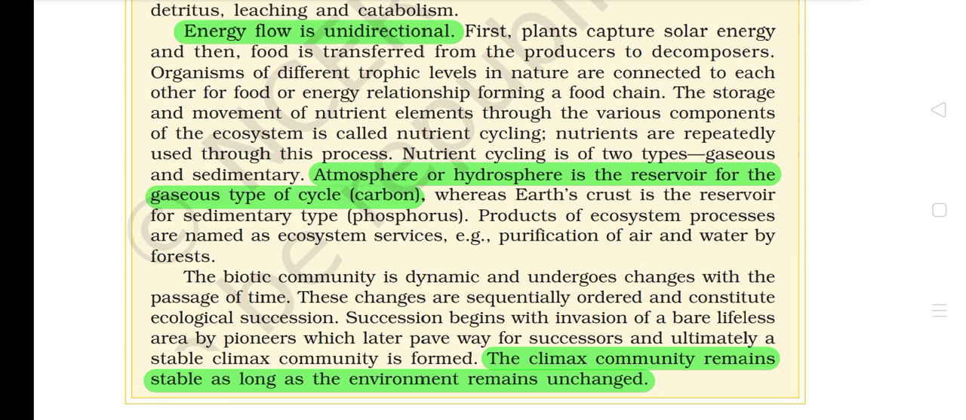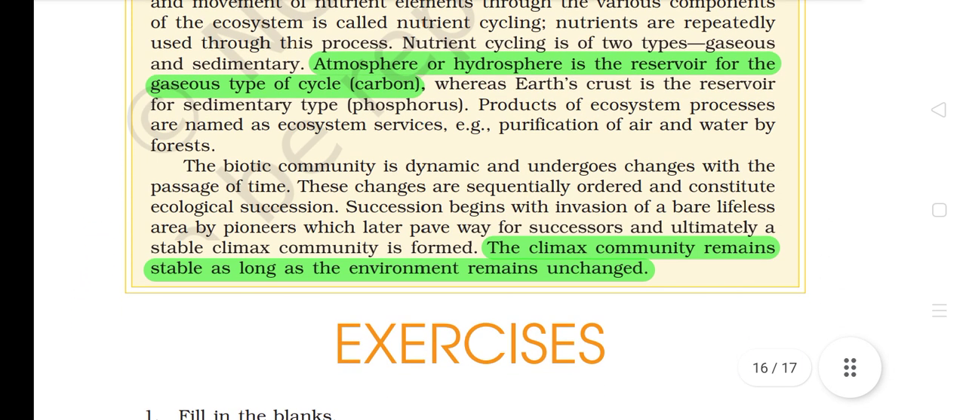Organisms of different trophic levels in nature are connected to each other for food or energy relationship, forming a food chain. The storage and movement of nutrient elements through the various components of the ecosystem is called nutrient cycling. Nutrients are repeatedly used through this process. Nutrient cycling is of two types, gaseous and sedimentary. Atmosphere or hydrosphere is the reservoir for the gaseous type of cycle, carbon, whereas Earth's crust is the reservoir for the sedimentary type, phosphorus. Products of ecosystem processes are named as ecosystem services.